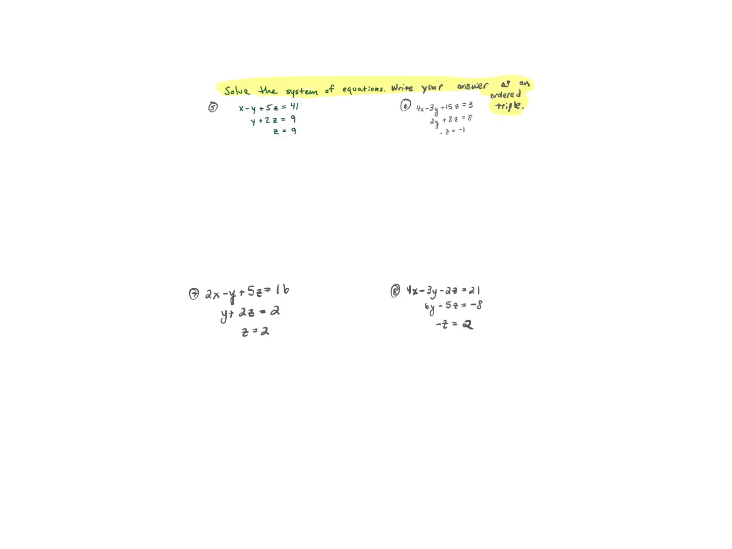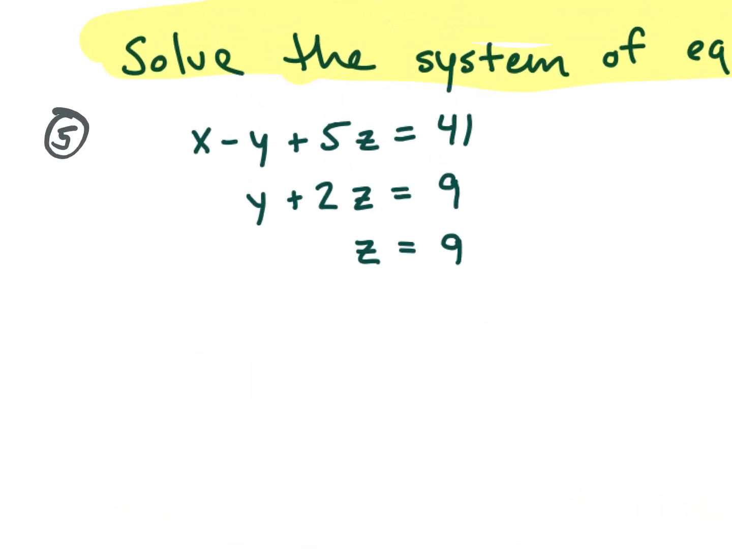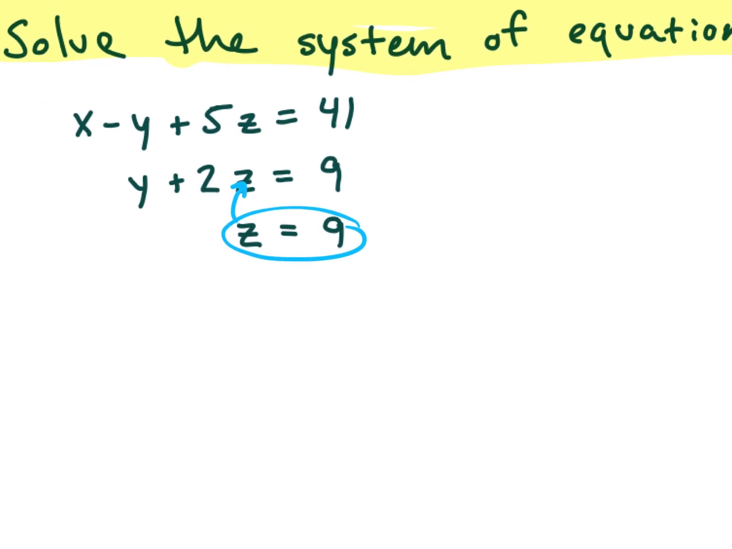All right, on the next page, we have to solve the systems of equations and write your answer as an ordered triple. So here, in our system of equations, we have one equation with 3 variables, one with 2, and the other one with 1. So we use back substitution to solve. We take our equation that has 1 variable, it's already solved for z, and we can plug that into the one with 2 variables. So I'm going to plug it into y plus 2z is equal to 9.